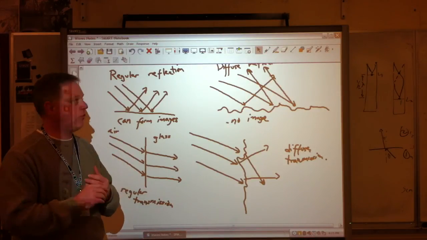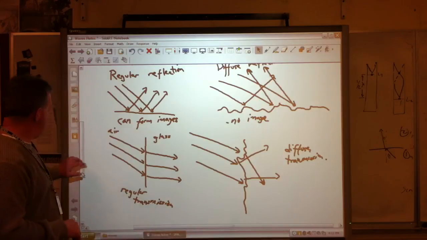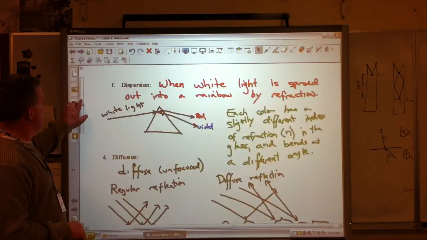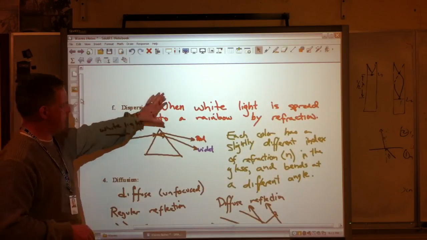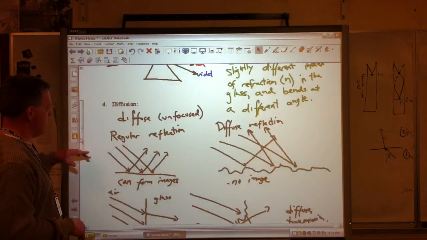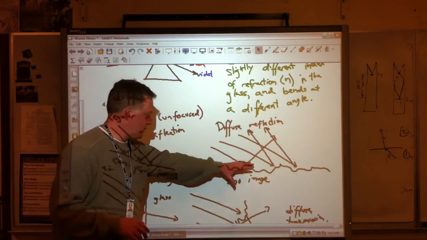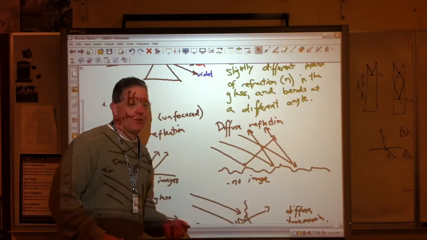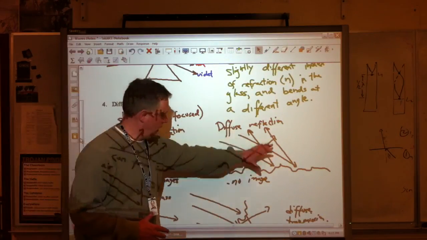So in this unit, we've covered refraction, reflection, diffraction, dispersion, diffusion, and they all sound kind of the same, so you have to be very careful with the vocabulary. So what you'll learn today is that dispersion is splitting white light into its colors by refraction, and diffusion is unfocusing the light because it's either bouncing off or being transmitted through a rough surface, and the light is getting scattered.